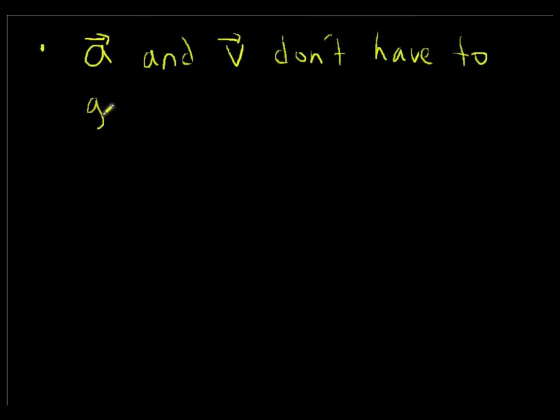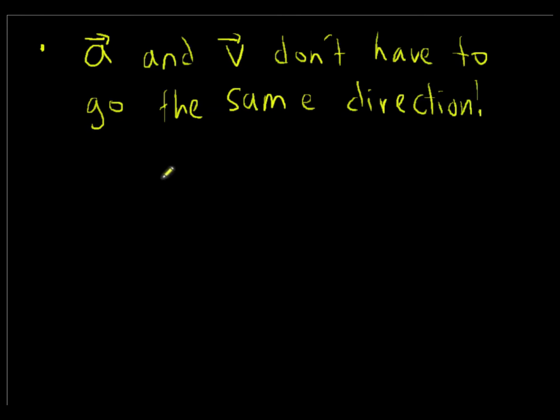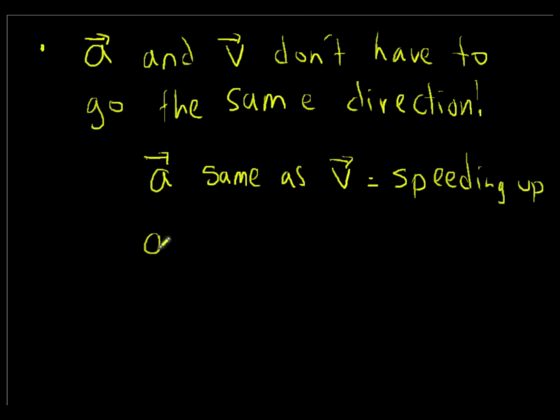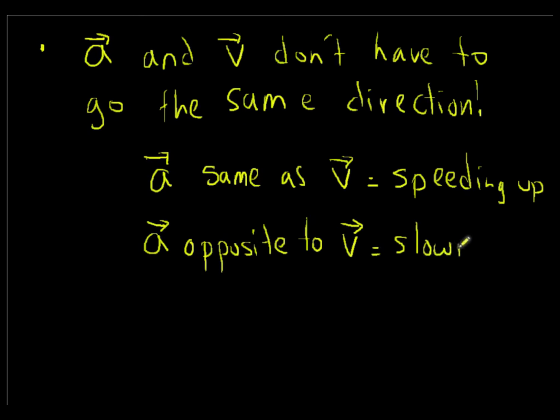It is important that you recognize that acceleration and velocity don't have to point the same way. If the acceleration is the same as the velocity, the object speeds up. If the acceleration is opposite to the velocity, the object is slowing down.